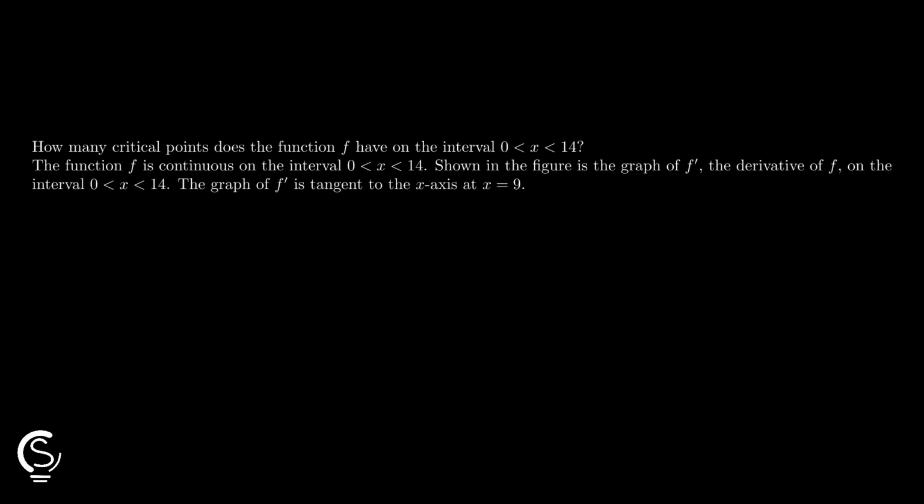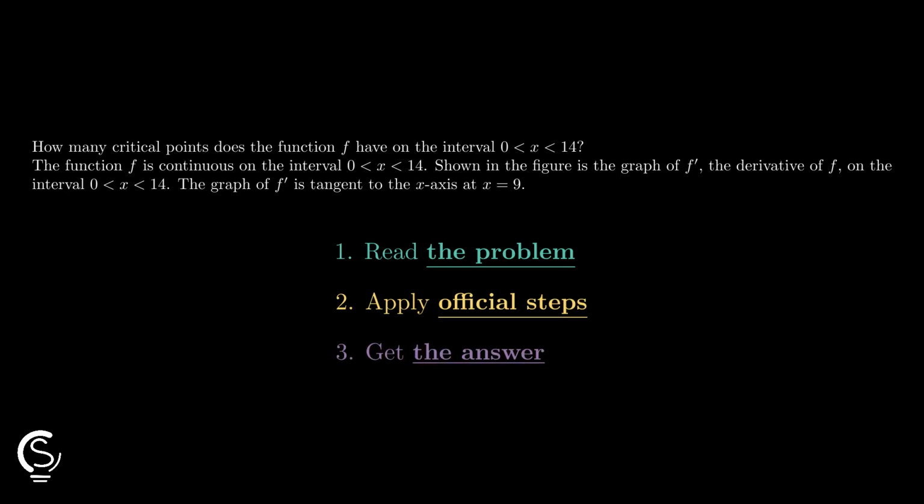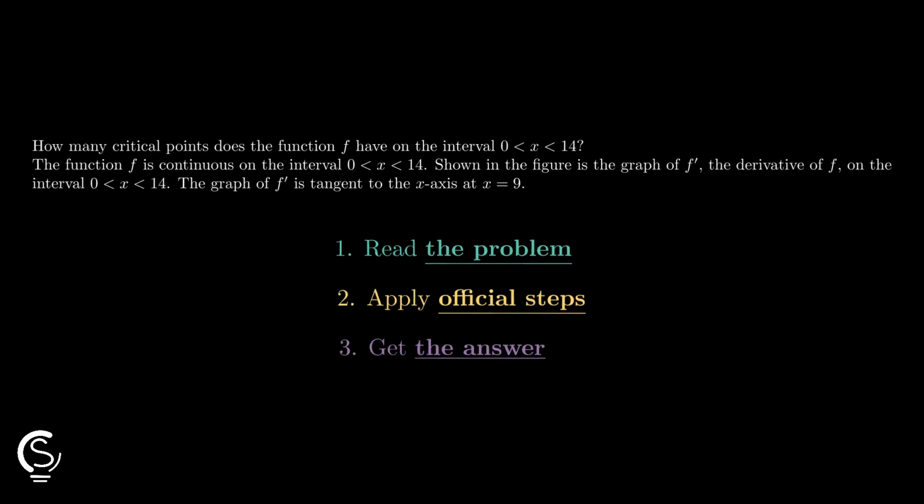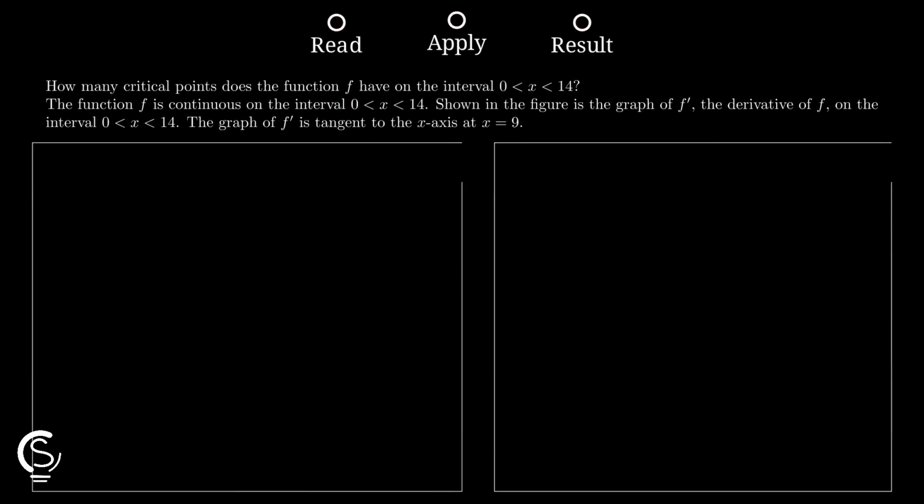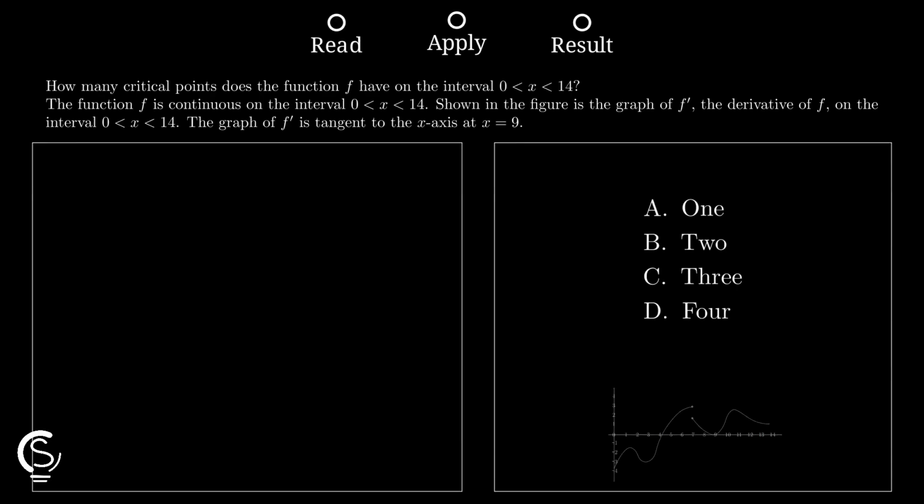Critical points look tricky, but this one is fast if you read the graph of f prime carefully and count where f can actually qualify. A critical point of f happens where f prime equals 0 or where f prime is undefined, as long as f itself exists there. So that is exactly what we hunt on this graph.